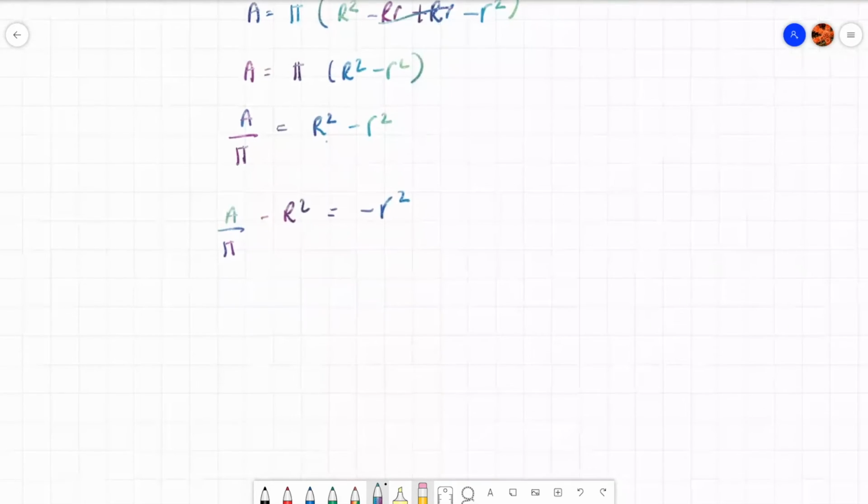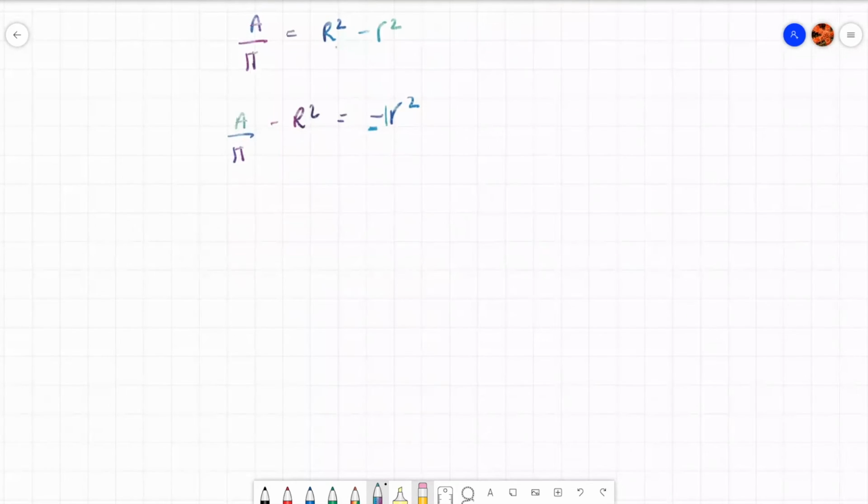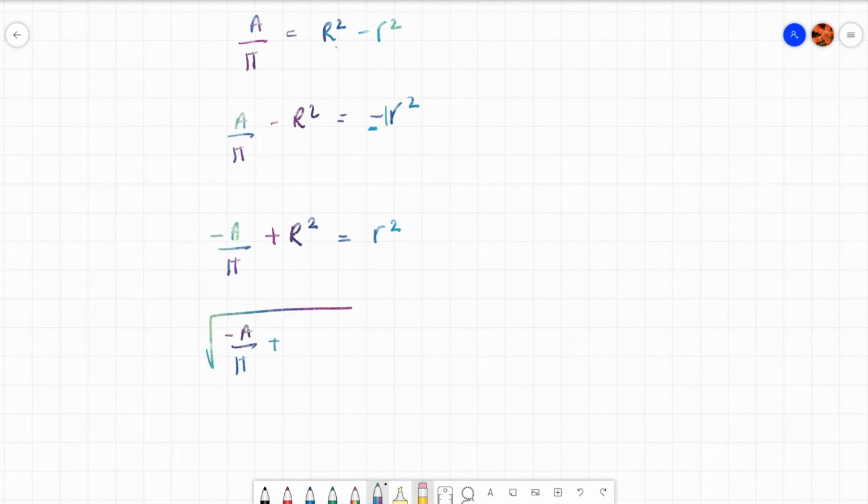Right. Slightly tricky here. I've got a minus in front of the r squared. What's the invisible number in front of the r? It's 1. So how do I get rid of times by minus 1? Well, I divide by minus 1. And if I'm going to divide by minus 1, what's going to happen is that these are going to change signs. So I'm going to have minus A over pi plus R squared equals r squared. Now I could just find the square root to get rid of that. The square root of minus A over pi plus R squared equals r. And there you are. That's the subject of the formula.